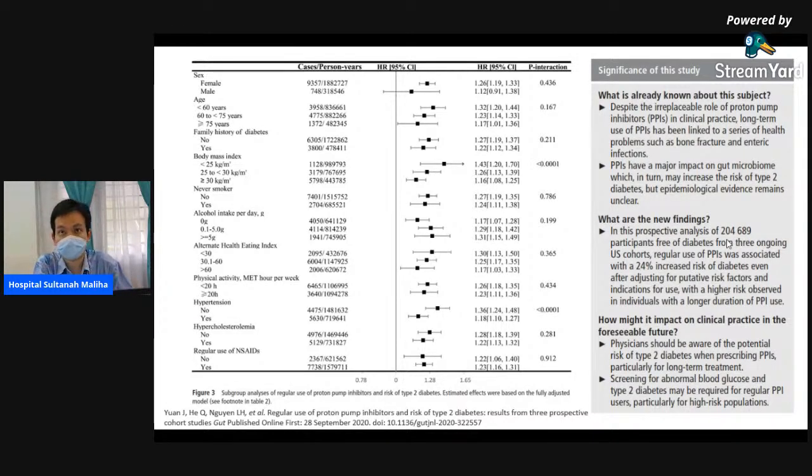with a higher risk observed with longer duration of PPI use. If we say that the previous studies could be debatable, how about this study per se with a very large number of cohorts in one study per se. It's not a meta-analysis, but one study per se. So hopefully we can actually, this is very new, about 28th September last year.